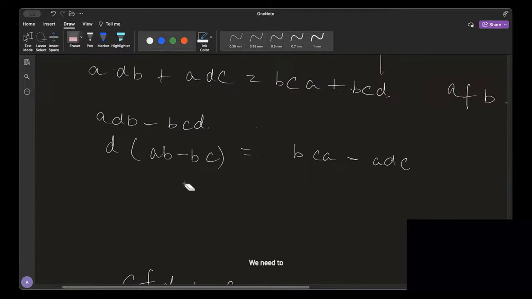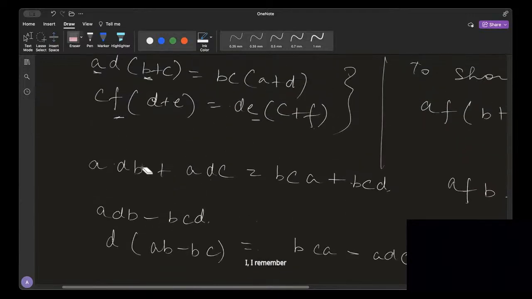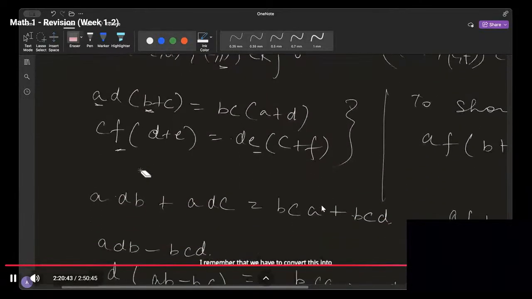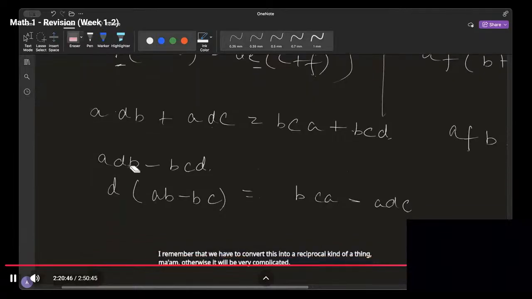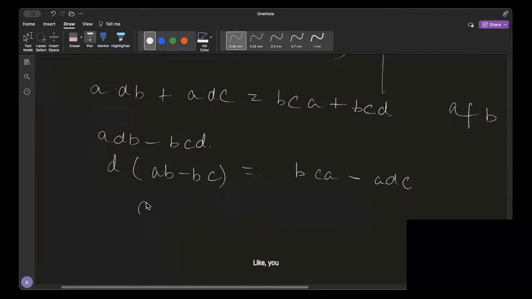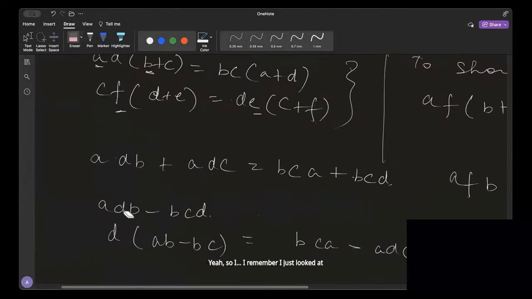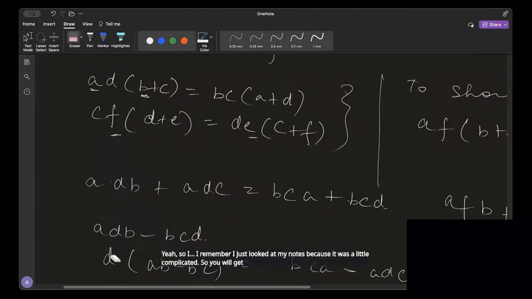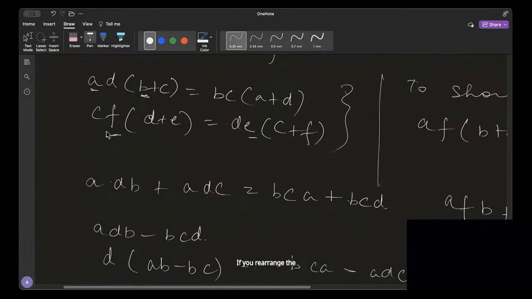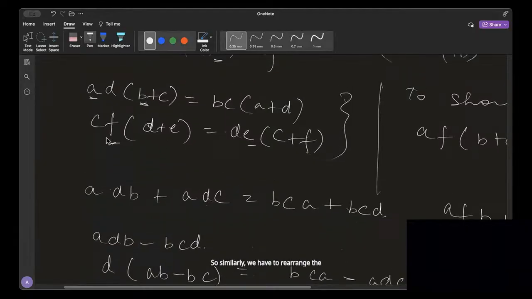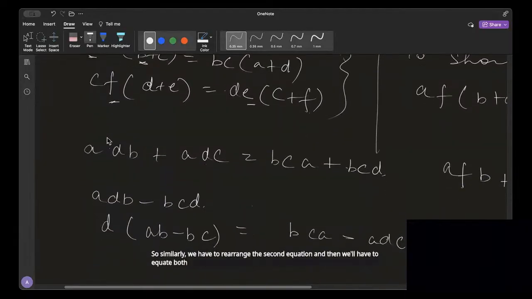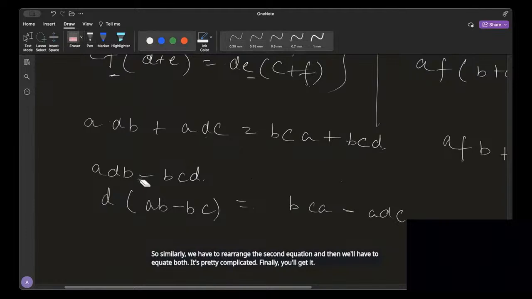We need to get A and D. Sorry, I remember that we have to convert this into a reciprocal kind of a thing, and otherwise it will be very complicated. I was thinking of having D and C outside of this equation. Can we do that? Yeah. So I remember, I just looked at my notes because it was a little complicated. So you will get it as 1 by B plus 1 by C is equal to 1 by A plus 1 by D if you rearrange the first equation. Similarly, we have to rearrange the second equation, and then we'll have to equate both. It's pretty complicated. Finally, you'll get it.